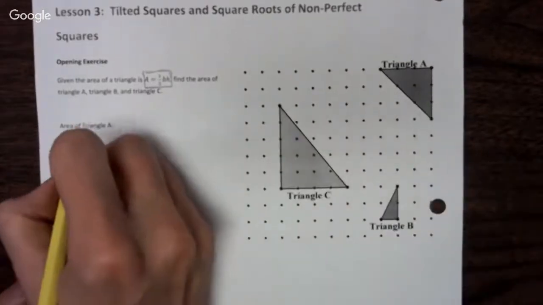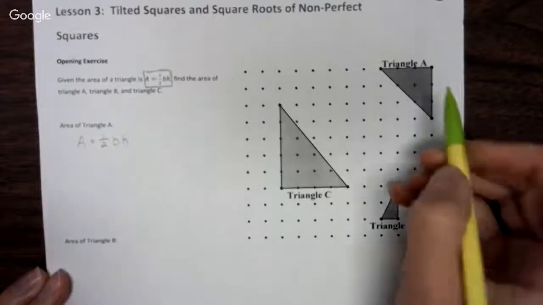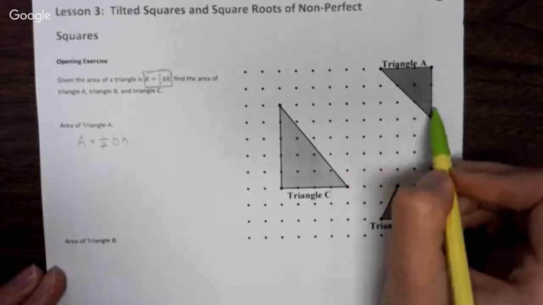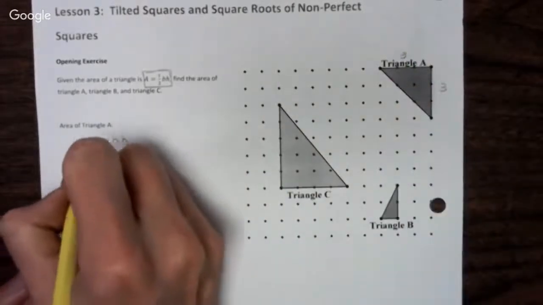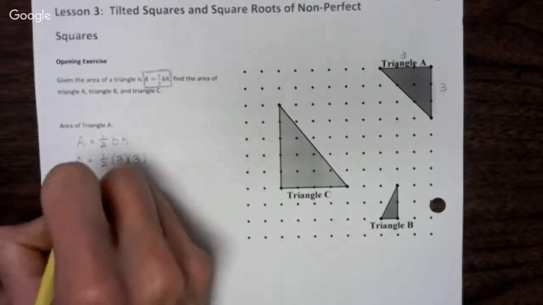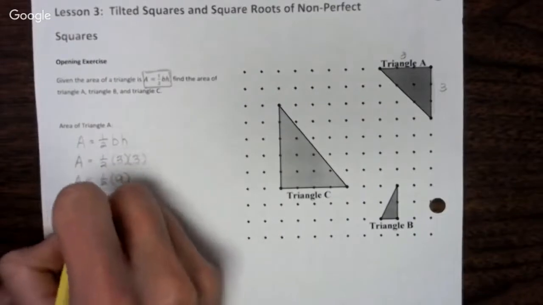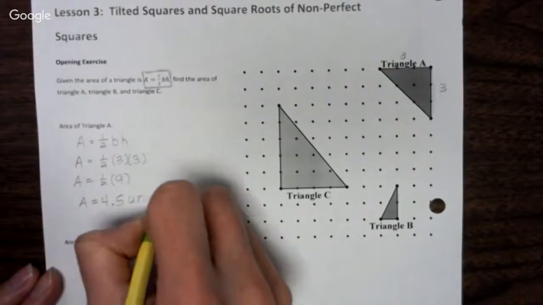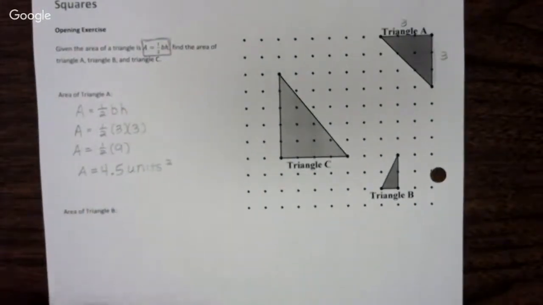So let's look at triangle A. We're finding area, so we're going to use 1/2 base times height. In order to do that, we need to know the base and the height. So this looks like it's 3 units. The height is 3 units. So we're going to do 1/2 times 3 times 3. That's 1/2 times 9. Half of 9 is 4.5. And we don't know the units, so we're just going to label it units squared. So that would be for triangle A.